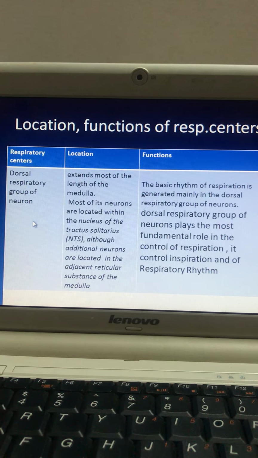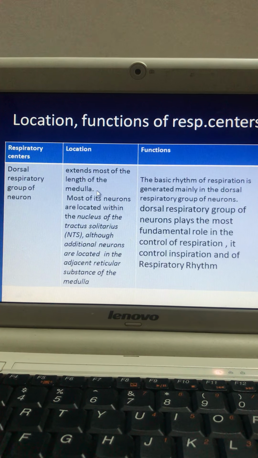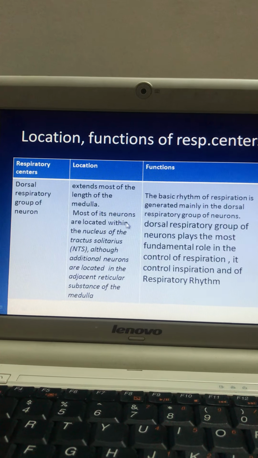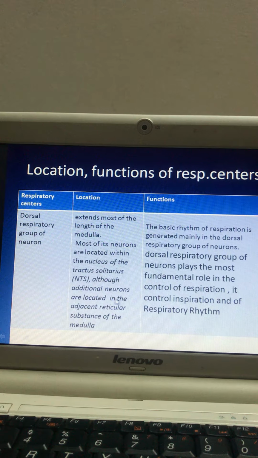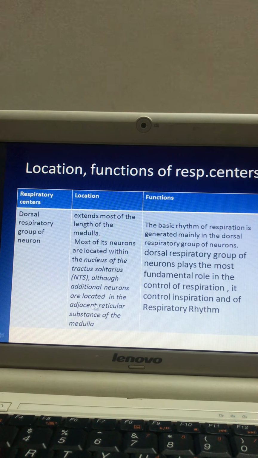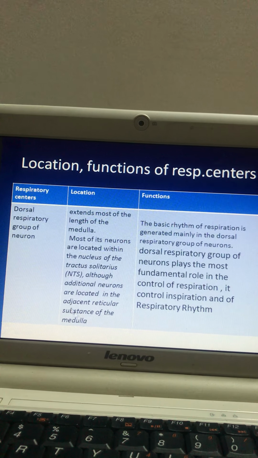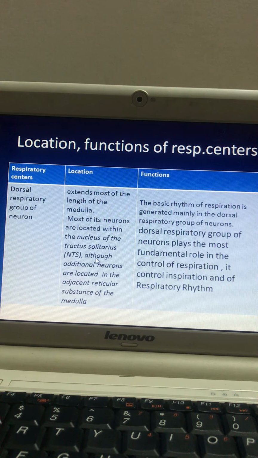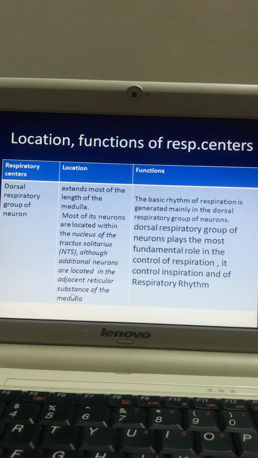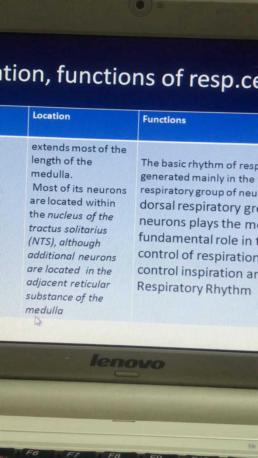Dorsal respiratory group of neurons. It extends the whole length of the medulla. Most of the neurons are located within the nucleus tractus solitarius, although additional neurons are located in the adjacent reticular substance of the medulla. That is, the dorsal respiratory group of neurons is located in the nucleus tractus solitarius and also the reticular substance of the medulla.